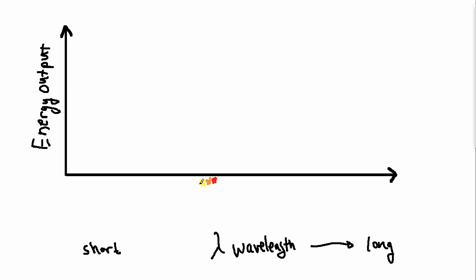And I'm going to draw in the little section of light that is visible light on this wavelength axis. And then I'm going to label the other forms of light, UV, X-ray, and gamma at the shorter wavelength ends, and IR, microwave, and radio out at the long wavelength ends.